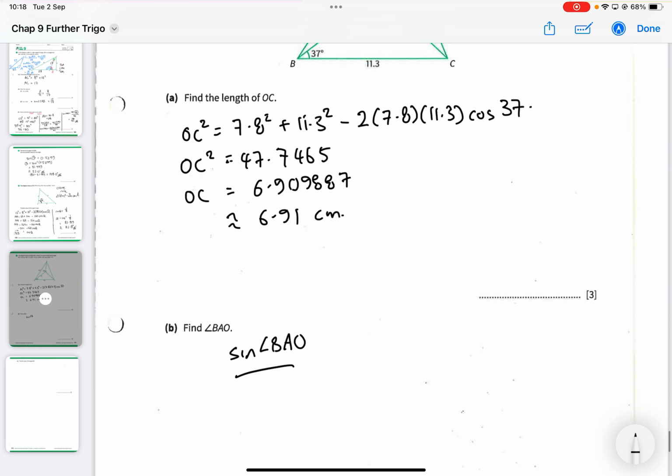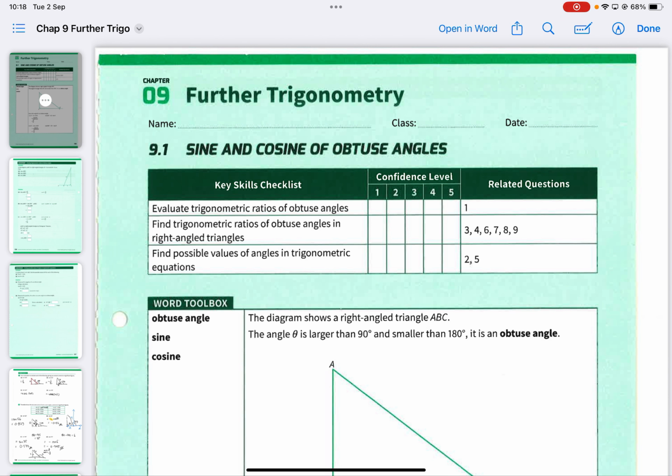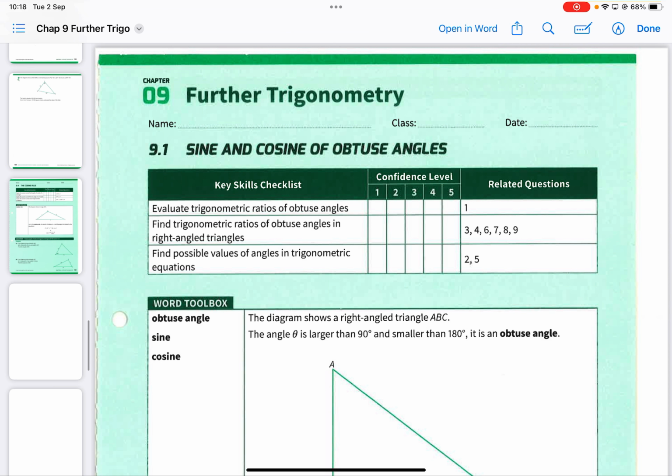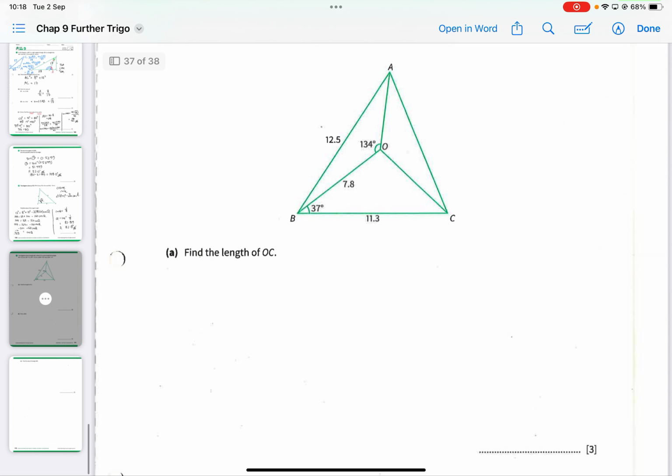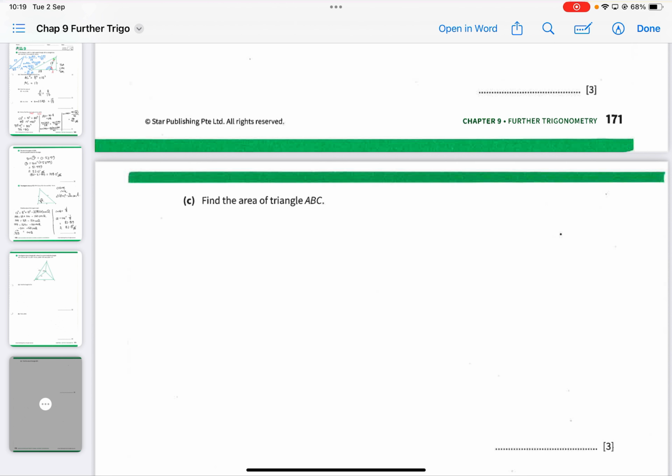Then part B, you must identify this triangle. You can use sine rule. I think it's a sine. I think it's a cosine. Okay, the lower triangle, part A, use cosine rule. The upper triangle, you have a pair of known values, so you can use sine rule. So part B, use sine rule. Then finally, part C, find the area. Definitely half AB sine C. So just apply these 3.